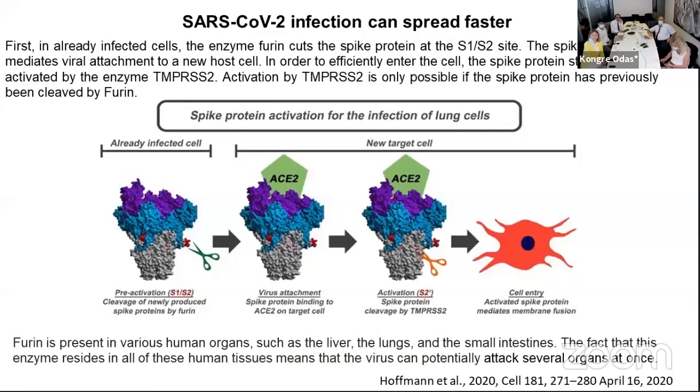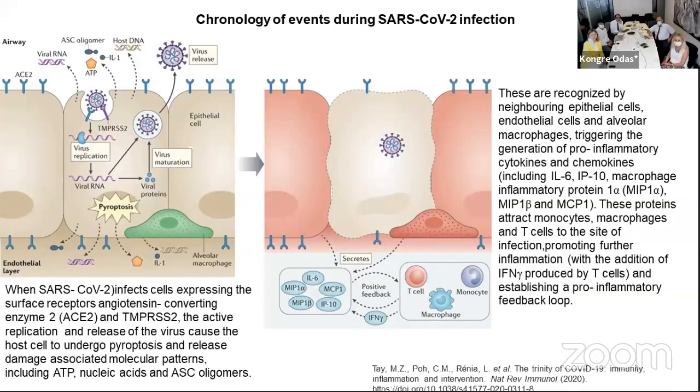Now we are checking the spike protein activation for the infection of lung cells, a graphic of ACE2 and virus attachment. Should we stop here or go to the next slide? No, next slide, because this is also what I mentioned to you right now regarding what's happening in the lungs. Okay. And now we are seeing the chronology of events during SARS-CoV-2 infection. Yes, just have a look at it because this part I have explained. Once you look at it, move on to the next slide and tell me what is in that.